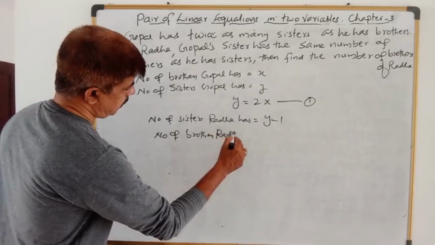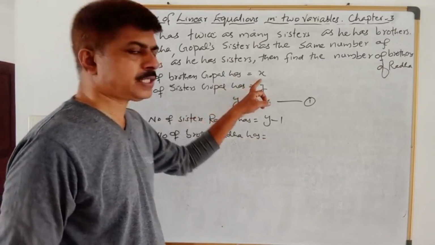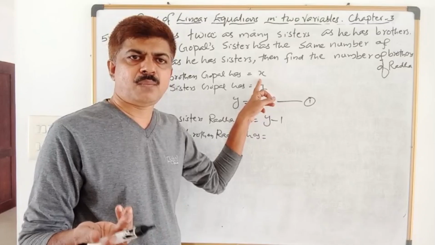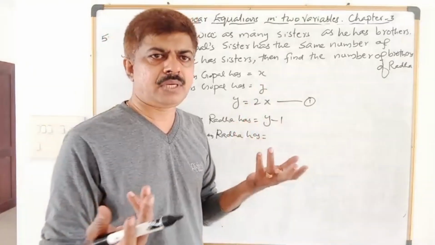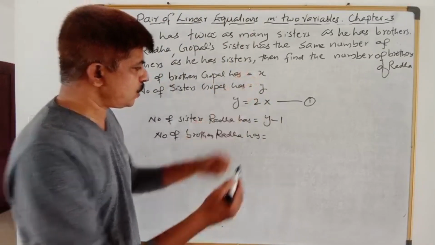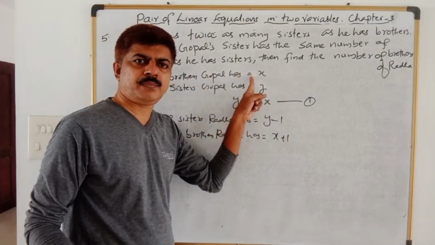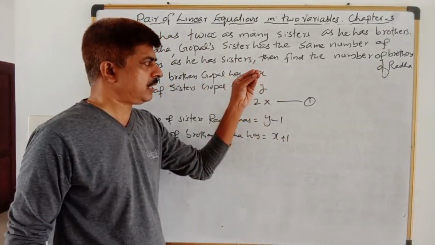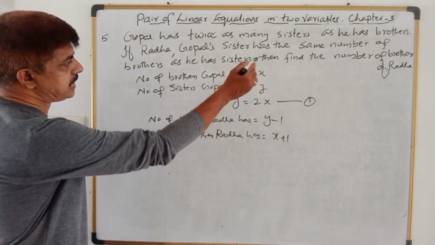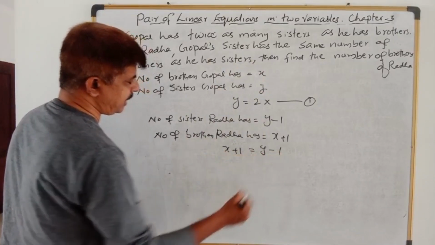The number of brothers Radha has is equal to how many brothers Gopal has? x brothers. But Gopal will not count himself. When Gopal counts his brothers, he cannot count himself. But when Radha counts her brothers, Gopal can also be taken, so 1 should be added to x. According to the question, Radha has the same number of sisters and brothers. So x plus 1 is equal to y minus 1.